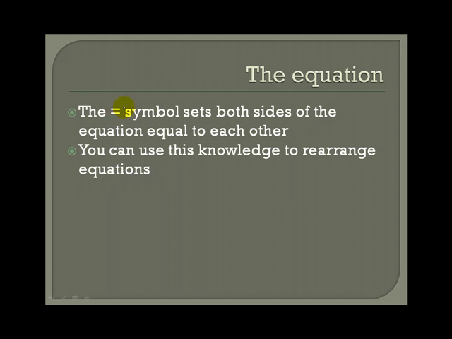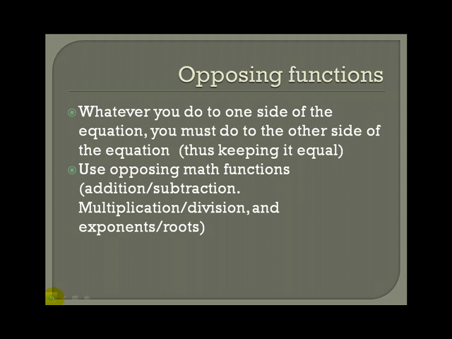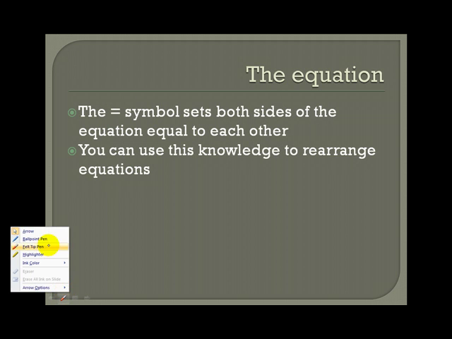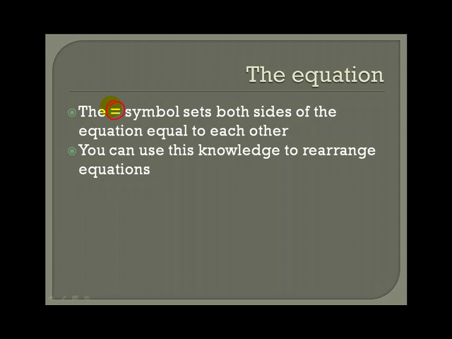This symbol right here, I gotta turn my pen back on again. That's obnoxious. That symbol right there sets both sides of an equation equal to each other. You can use this knowledge to rearrange equations because you know that whatever you do to one side of the equation, in order to keep it equal, you've got to do the opposite to this side of the equation, or the same thing in opposite direction.